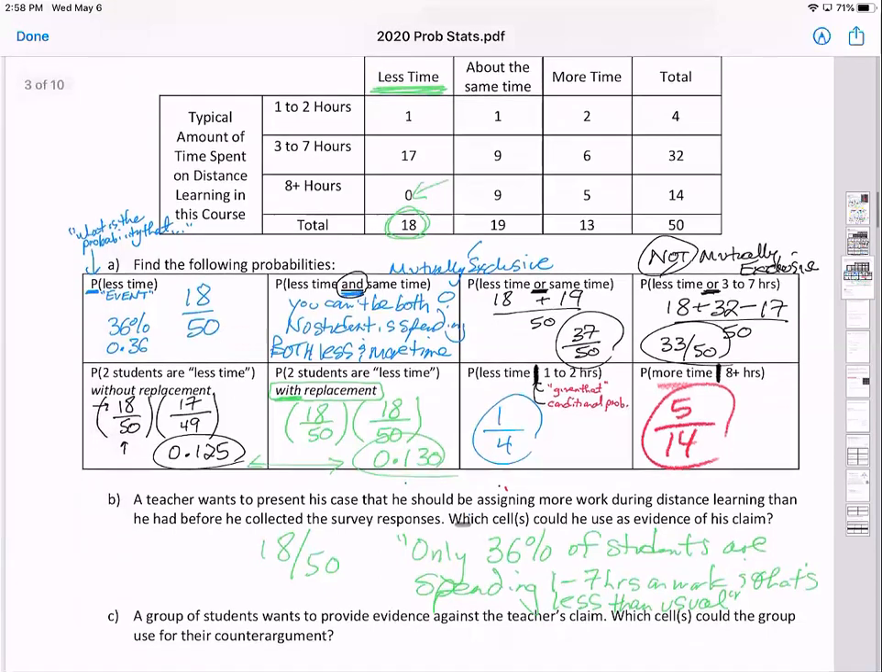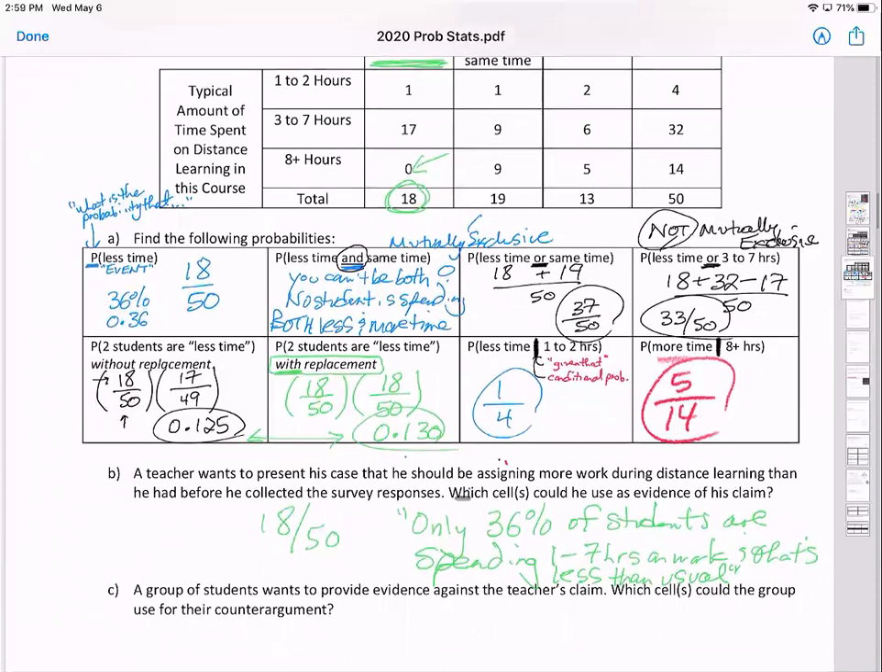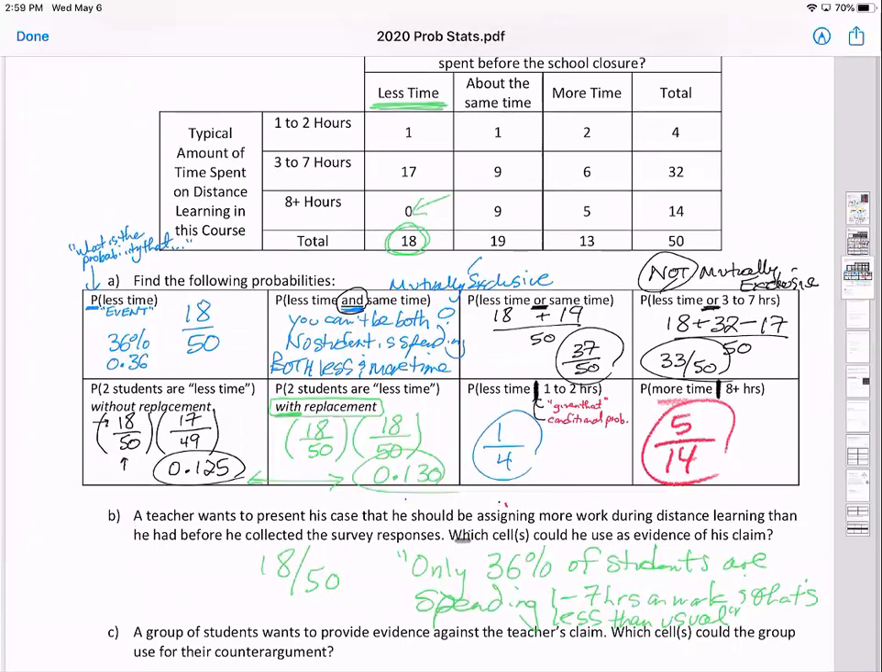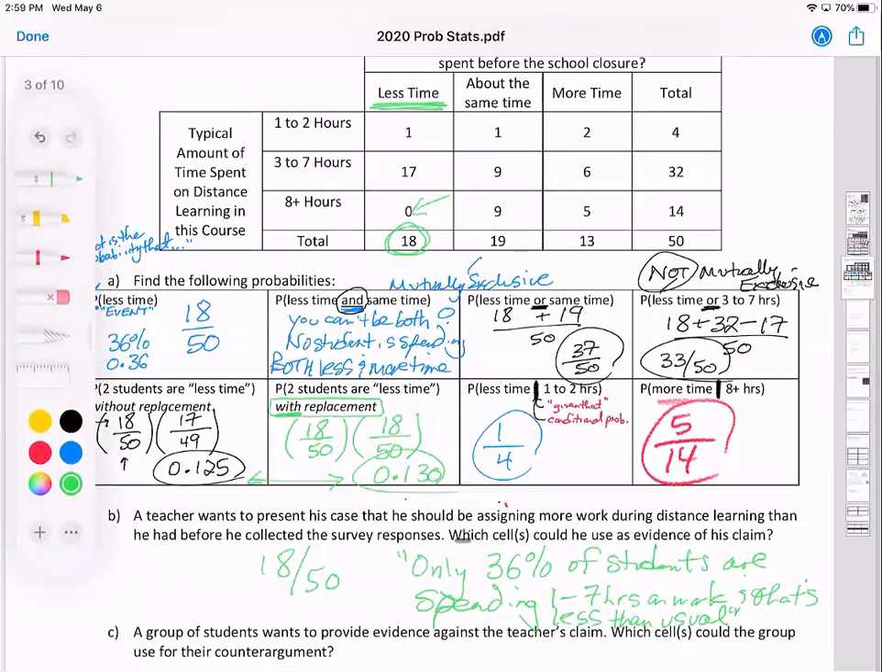Now, to be fair, I have a follow-up question. A group of students don't like to hear that. A group of students want to provide evidence against the teacher's claim. What cell could the group use in their counter-argument? Well, if they want to argue we're spending more time on homework, they probably wouldn't want to include these students. That might not be the best argument, right? I'm spending a lot more time. Really? How much time are you spending? 1 to 2 hours. I don't know.